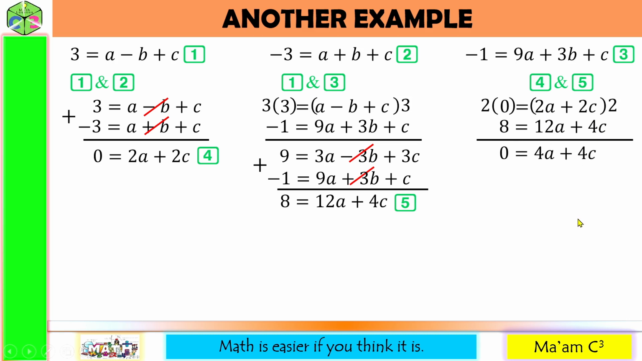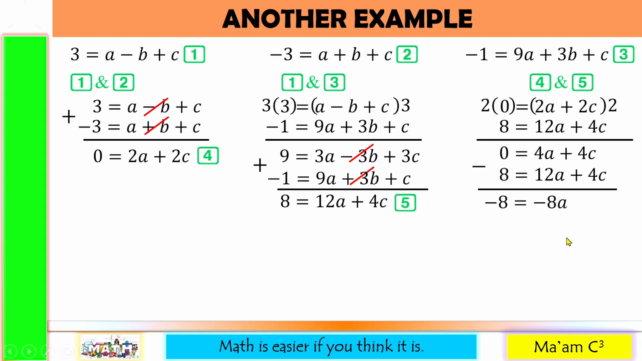Let me rewrite equation 5. Notice now that the coefficients of c in the two equations are equal. So I can eliminate variable c by choosing subtraction. Let's do it. 0 minus 8 is negative 8. 4a minus 12a is negative 8a. And 4c minus 4c will simply cancel out.